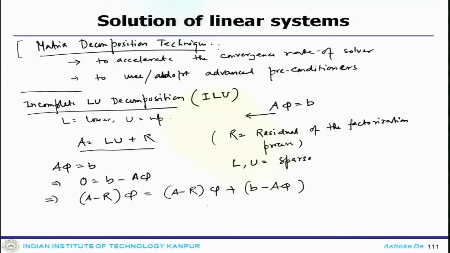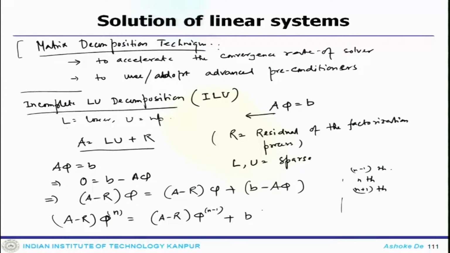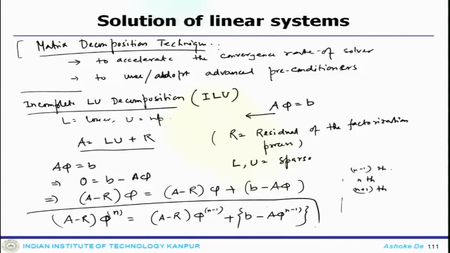Now, if you apply this calculation at different iteration levels, that means the nth level, n plus 1th level, n minus 1th level, like first, second, third iteration, I can write A minus R phi to the power n equals A minus R phi to the power n minus 1 plus B minus A phi to the power n minus 1. So, that is what I get.